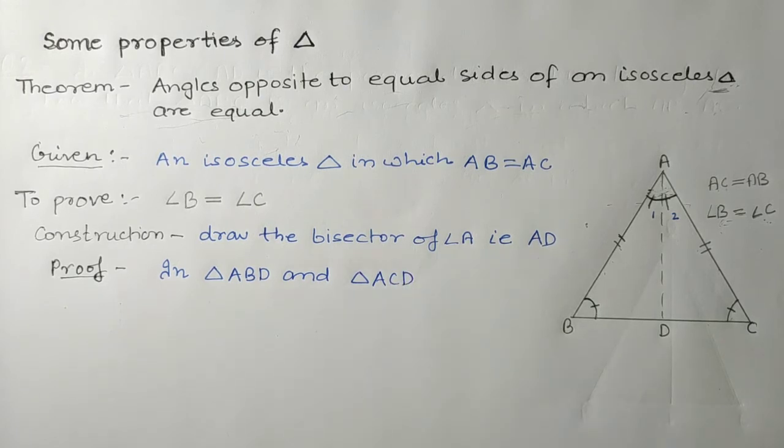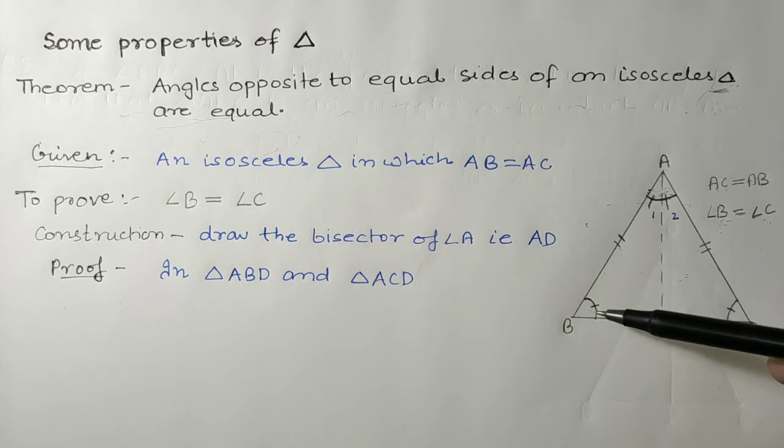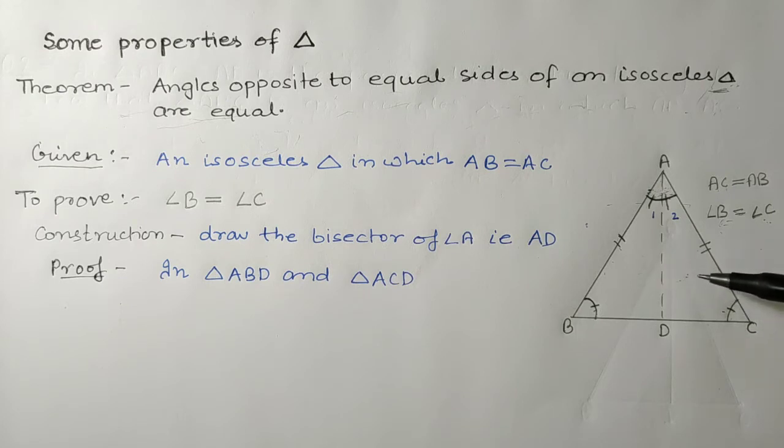Okay, in these two triangles, students, firstly we'll think roughly by which criteria we can show that these two triangles are congruent. If we show that these two triangles are congruent, then by CPCT we can say that angle B is equal to angle C. But firstly we have to show that these two triangles are congruent. So by which criteria can we show that these two triangles are congruent?